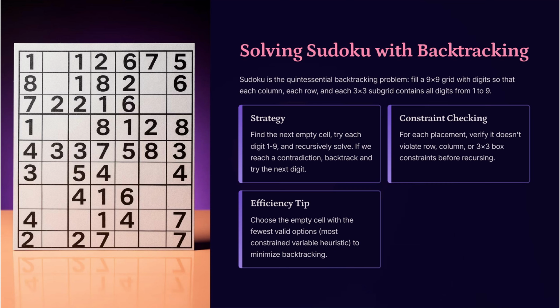Sudoku exemplifies backtracking. Fill a 9x9 grid ensuring each row, column, and 3x3 subgrid contains digits 1 to 9. Identify the next empty cell, attempt digits 1 to 9, and solve recursively. If a contradiction arises, backtrack. Ensure placements don't breach constraints. Optimize by selecting the cell with the fewest valid options, reducing backtracking.